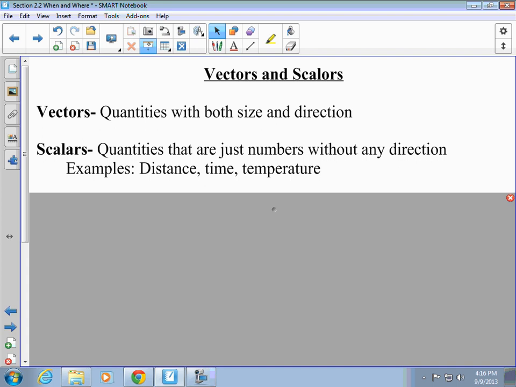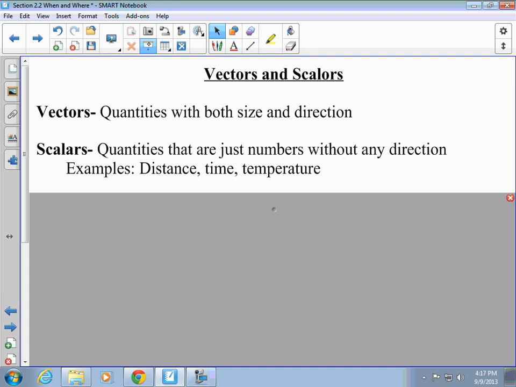A vector is a quantity with both size and direction. For example, a force: maybe I'm pulling at something at 35 newtons, 45 degrees north of west. That would be a vector. A scalar is a quantity that is just a number without any direction. For example, time doesn't really have a direction. You could use distance or temperature as well for scalars.